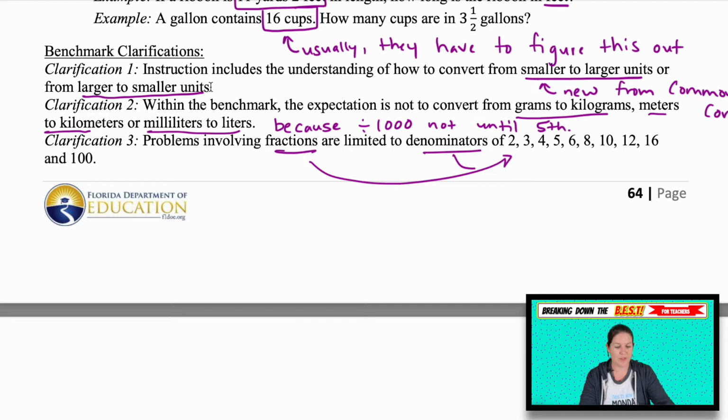In the past with Common Core, we did have students do larger to smaller units like that, but this is new right here, smaller units to larger units. This is new from Common Core. So with the B.E.S.T standards, going from smaller to larger is a new concept in 4th grade.